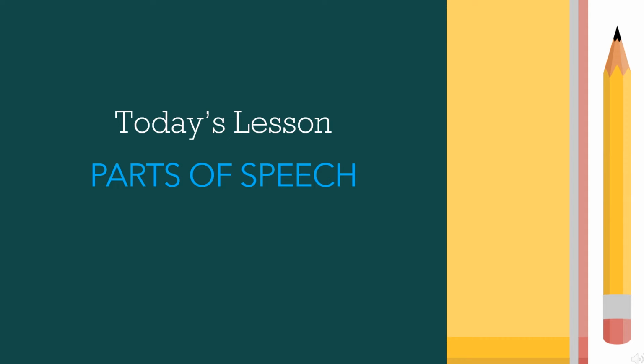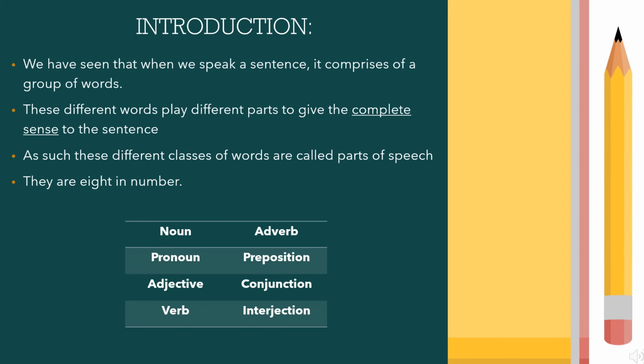In this lesson, we are going to learn a very important part of English grammar, the parts of speech. We have seen that when we speak a sentence, it comprises a group of words. These words play different parts to give the complete sense to the sentence. As such, these different classes of words are called parts of speech. They are 8 in number, namely noun, pronoun, adjective, verb, adverb, preposition, conjunction, interjection.